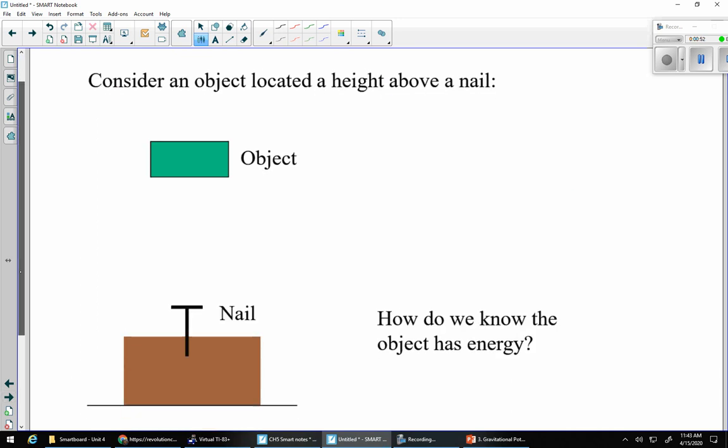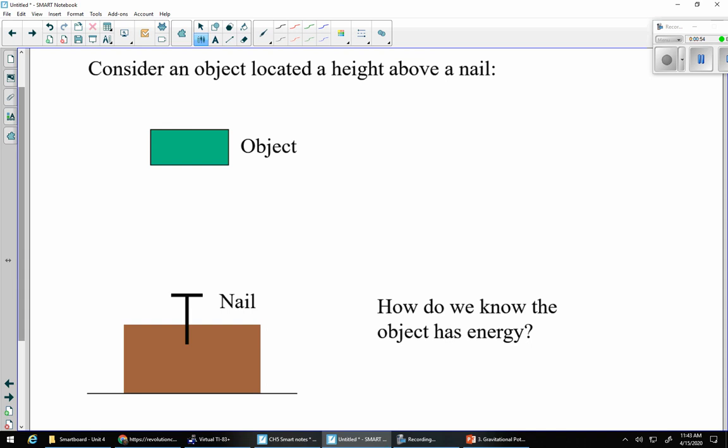So something to consider, similar to what we talked about before, is how do we know that this green object up here has gravitational potential energy? And we said, well, if it's got energy, it has the ability to do work. So we can think about this. It is just resting. Like there might be a hand holding this object up here or something like that. It's resting. And then it might be resting above a block of wood with a nail sticking out of it.